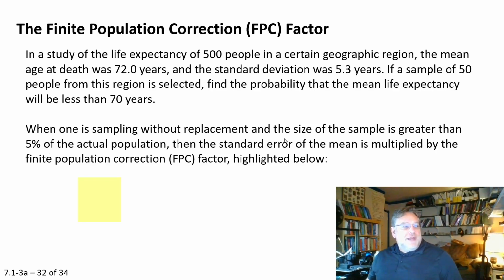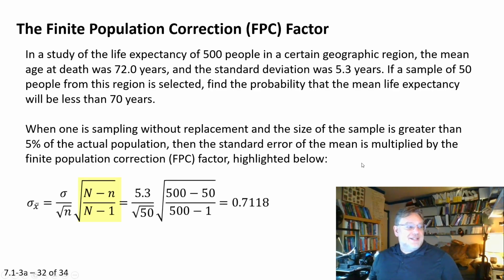So when one is sampling without replacement and the size of the sample is greater than 5% of the actual population, in other words, if your sample size is more than 5% of the whole population, then the standard error of the mean is also multiplied by the finite population correction factor that is highlighted here. So this equation here for the standard error becomes even more complex. What we have is our familiar standard deviation divided by the square root of n, and that's the sample size n. But now we also take into account the population size, which is symbolized with a capital N, not a small n. So here, the sample size is 50, and the population size is 500.